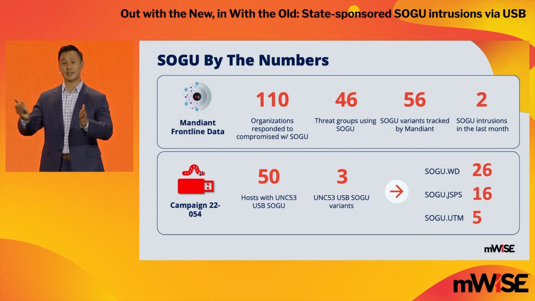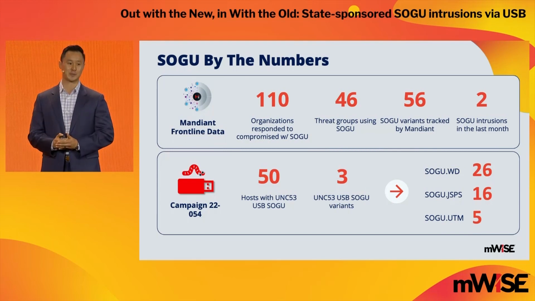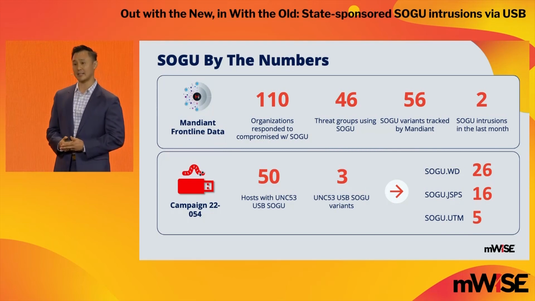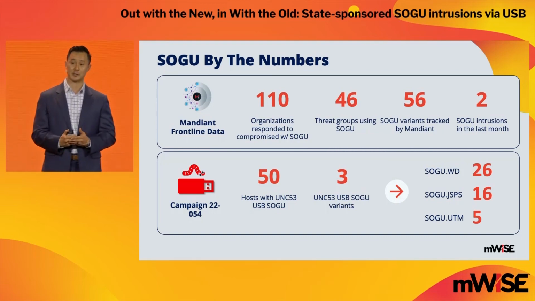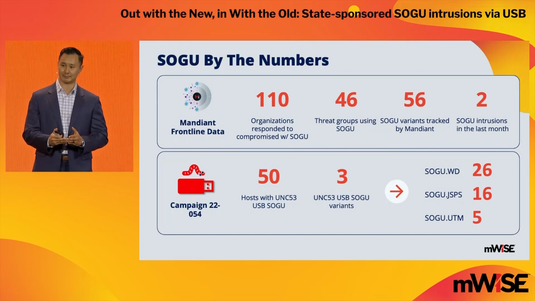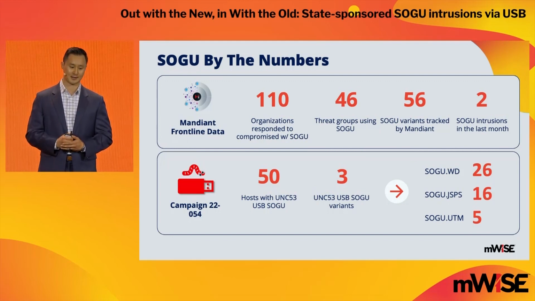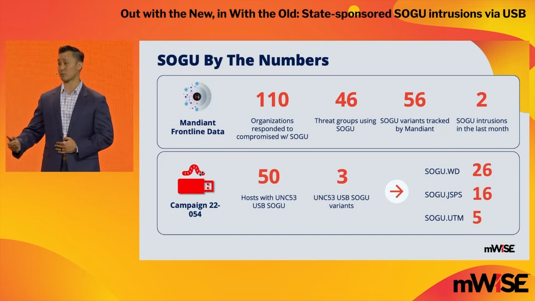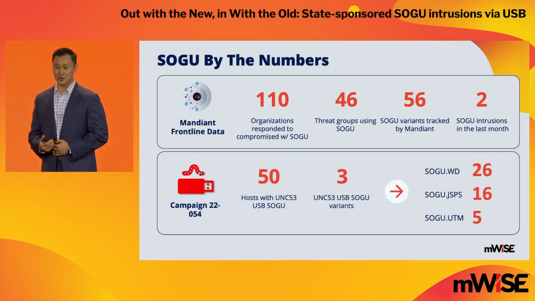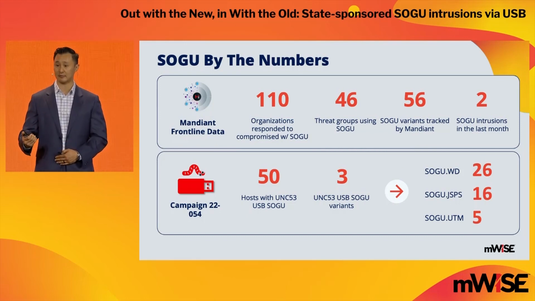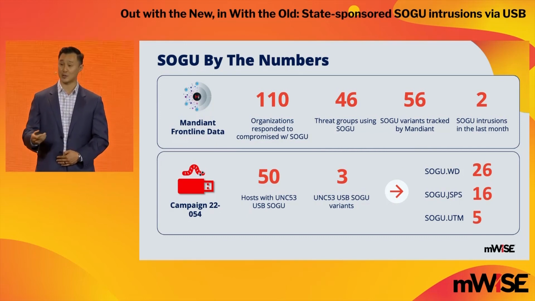Now, diving into the specific UNC53 USB-based campaign, Mandiant investigated 50 compromised hosts from this campaign, and we identified 3 specific SOGU USB variants, and they're shown on the right, ordered by prevalence. SOGU WD was the most common, followed by JSPS and SOGU UTM.